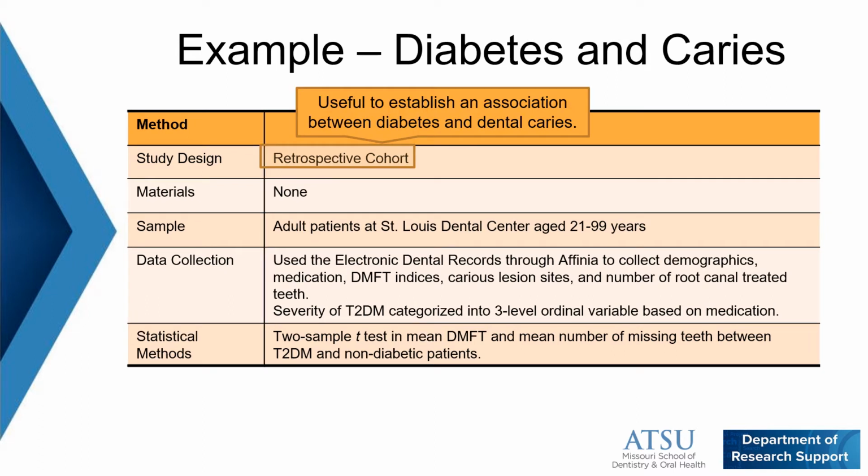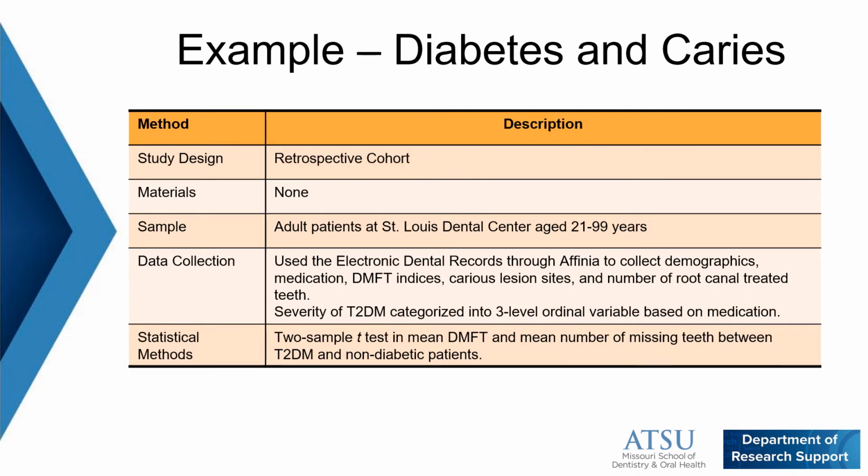The study used a retrospective cohort design where the caries outcome had already been observed and looked back in time for the earlier evidence of exposure, the diagnosis of diabetes. This was useful to establish an association between diabetes and dental caries. Since the study used existing data, no materials were needed. The sample used adult patients at St. Louis Dental Center aged 21 to 99 years.